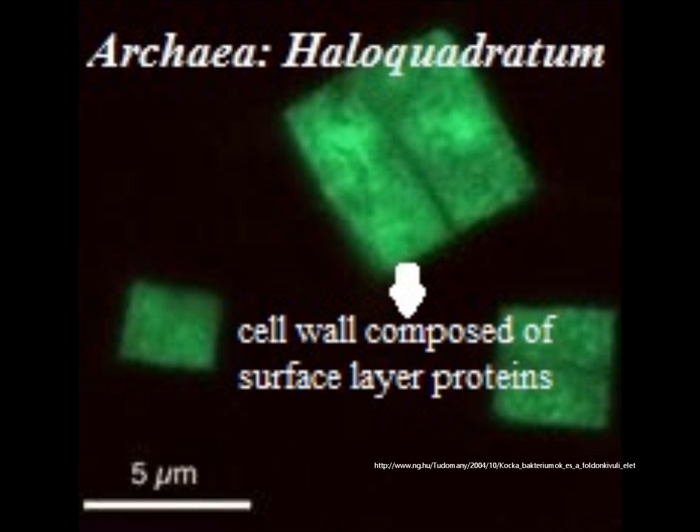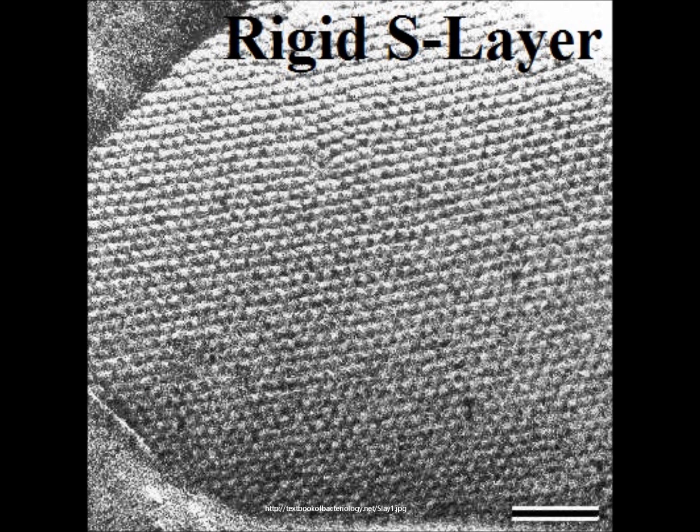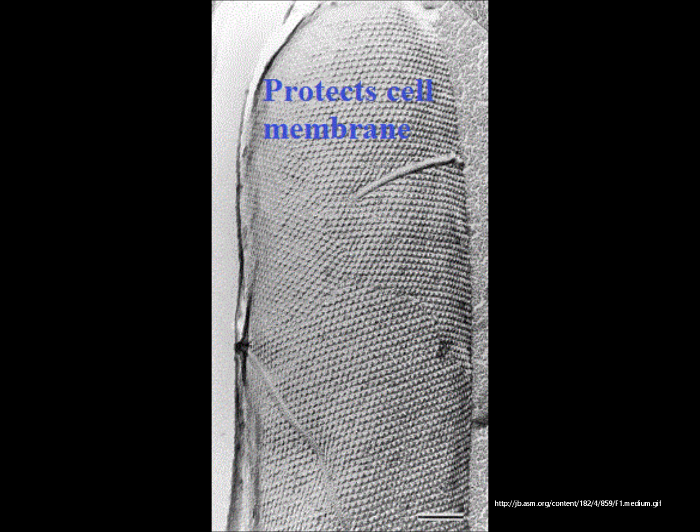The cell wall is assembled from surface layer proteins, which form an S layer. An S layer is a rigid arrangement of protein molecules that cover the outside of the cell. This layer provides both chemical and physical protection and prevents macromolecules from contacting the cell membrane.